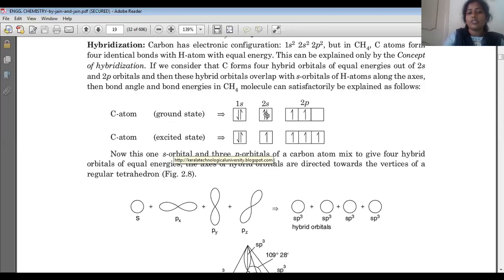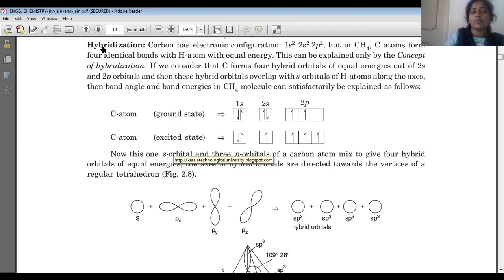In the ground state, the 2s orbital has 2 electrons and the 2p orbital also has 2 electrons. When energy is supplied, one of the 2s electrons gets excited into the 2p orbital so that 4 unpaired electrons are present. This is the ground state and excited state electronic configuration of the carbon atom.